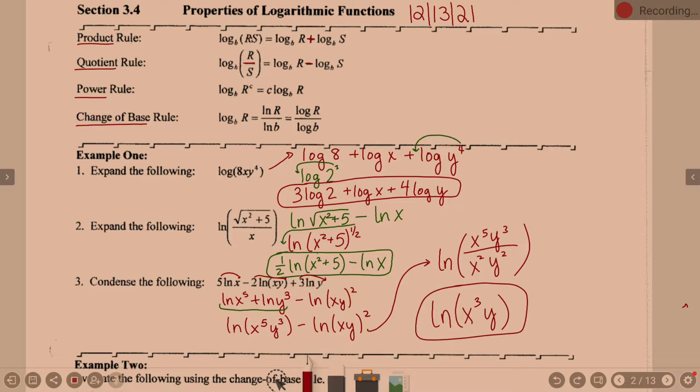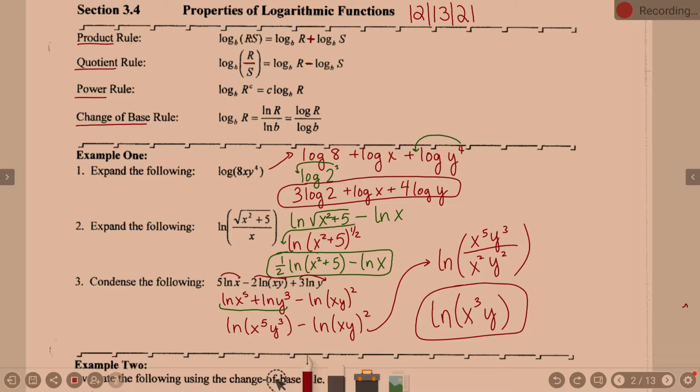Are there different orders and ways to get to that same answer? Definitely. Power rule needs to happen first. If you wouldn't have rearranged things and you would have done a quotient rule and then a product rule, it can work. I just think it's easier to have your products at the beginning, your quotients at the end. Personal opinion. Questions on that one?